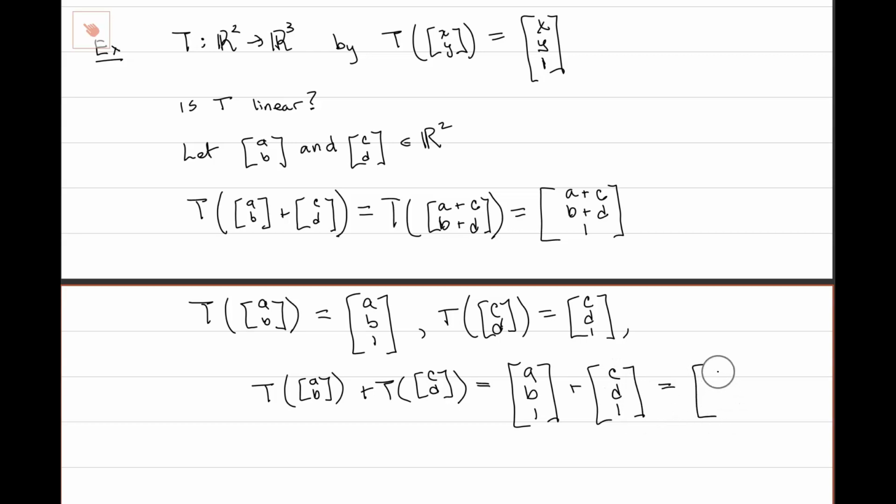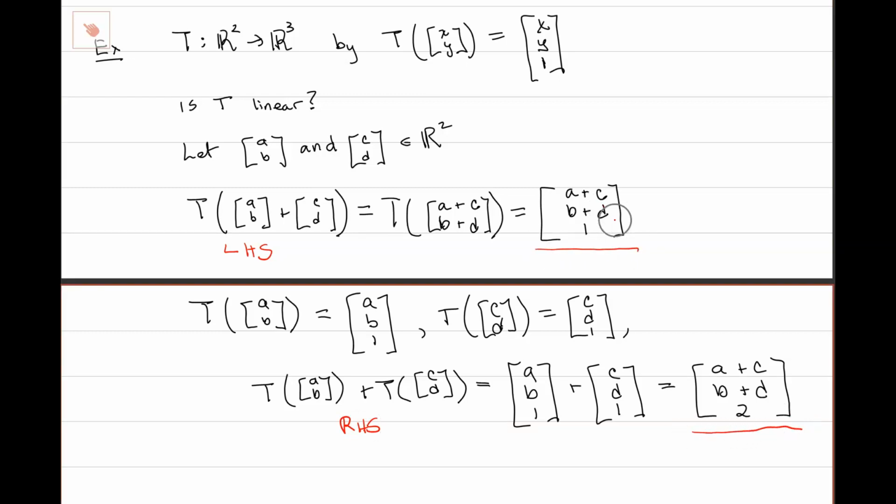And that's equal to A plus C, B plus D, and 1 plus 1, which is 2. And now we have to go back and ask that question. Here is our left-hand side. This is our right-hand side. Are these two things equal?